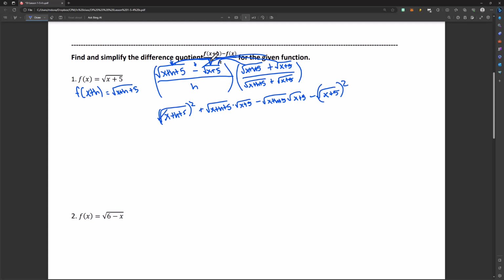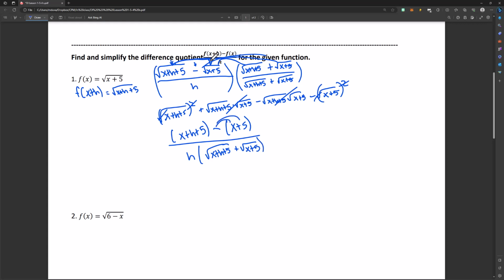Square root and the square cancel out, square root and the square cancel out, plus or minus cancel out, so I'm left with x plus h plus 5 minus x plus 5. And that's all over h times the square root of x plus h plus 5 plus the square root of x plus 5.